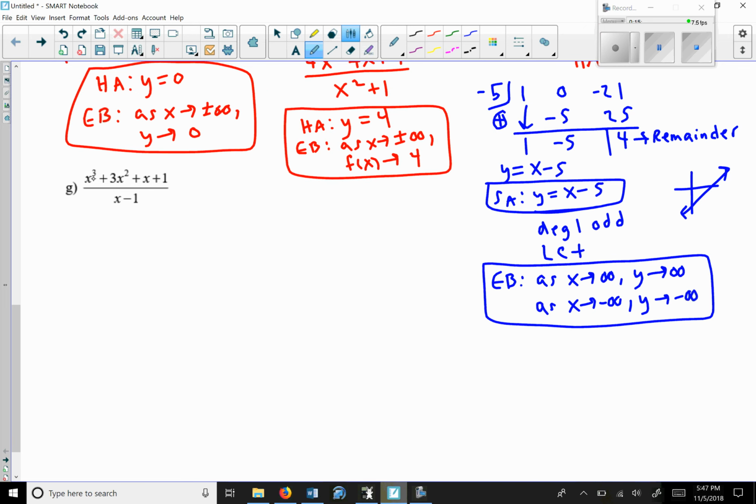So for this next one, if we look, we can see that the degree of the numerator is 3. The degree of the denominator is 1. So again, the numerator degree is, in this case, bigger than the denominator degree, which means there is no horizontal asymptote.